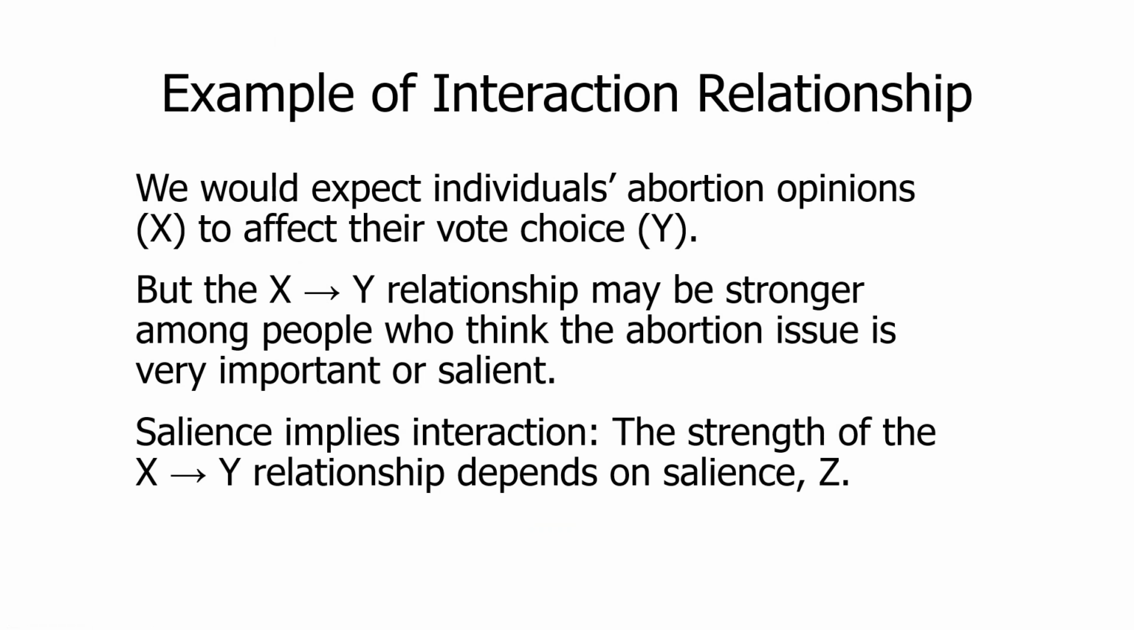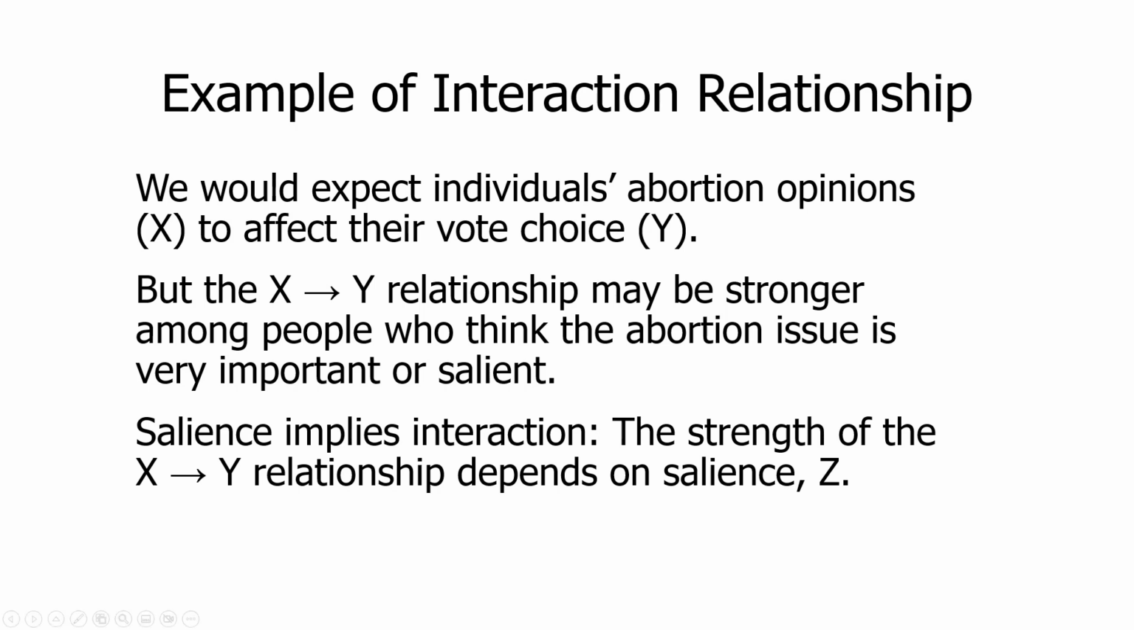Here's the setup. We would expect individuals' abortion opinions, X, to affect their vote choice, Y. But we might also expect the XY relationship to be stronger for people who think the abortion issue is very important, or what we call salient. For people who think, for example, abortion is the most important issue, and you have the pro-choice position, pro-life position, among those people, the relationship between abortion opinion and vote choice ought to be very strong, we're suggesting with our explanation. For those who think the issue isn't as important, we'll still see the signature vote choice on it, but perhaps the relationship will not be as strong.